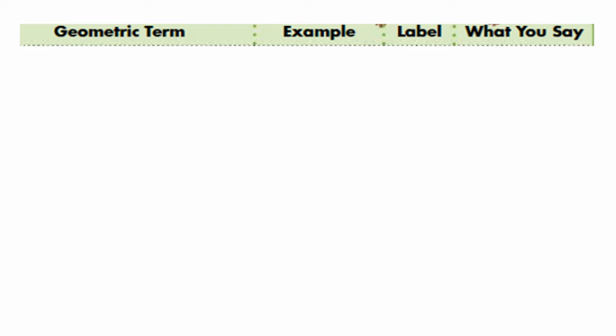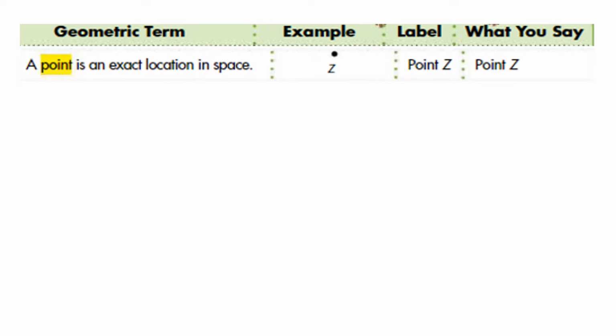Firstly, let's talk about something called a point. Of course, everybody knows that. What is a point? A point, guys, is an exact location in space, like the ones shown here, which are point Z, point A, point B, point C. You can use any letter to name the point. So again, a point is an exact location in space, like point Z.